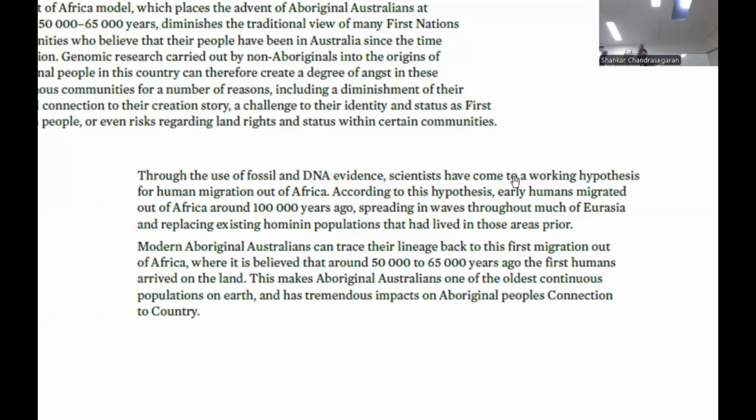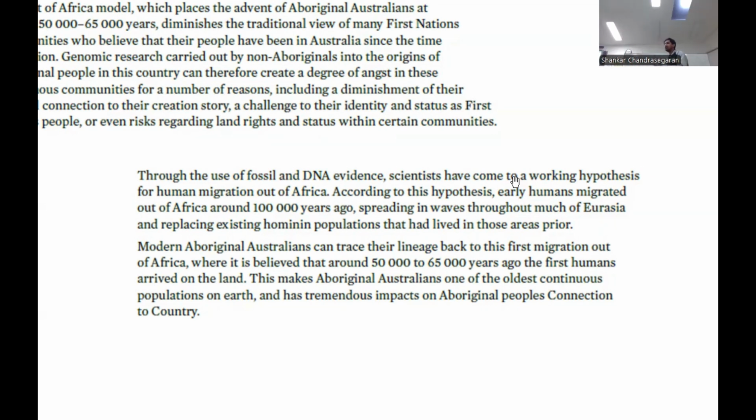And when the first humans arrived on this land, this essentially makes the Aboriginal Australians one of the oldest continuous populations on Earth, meaning that they have not been disrupted, they are basically isolated. This is because Australia is surrounded by ocean, it's basically an island, and as a result, it is geographically isolated. And when a population has become geographically isolated, they are also genetically isolated. They're not getting a lot of gene flow from different populations.